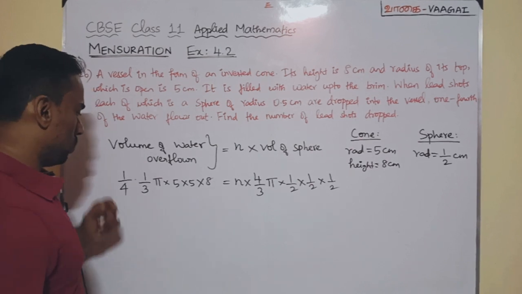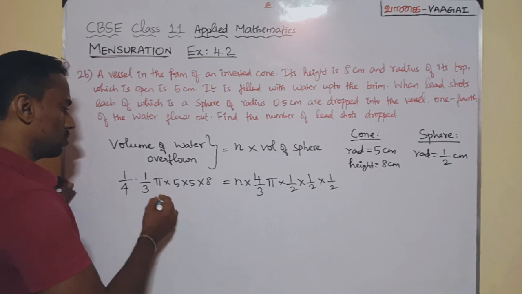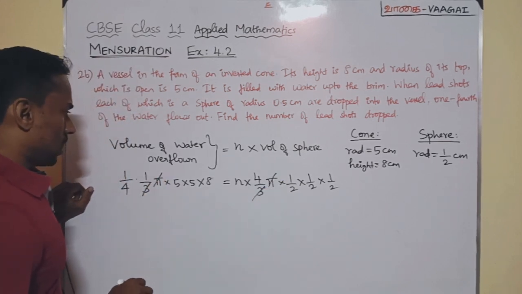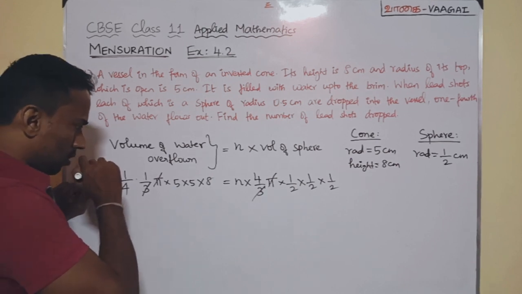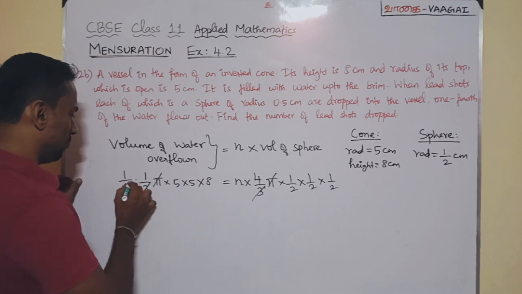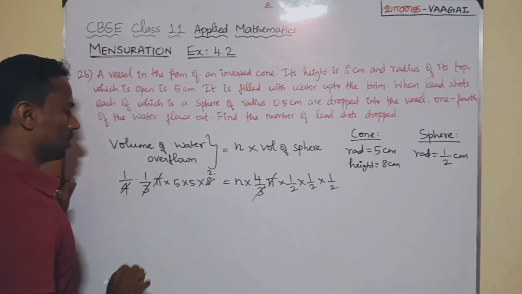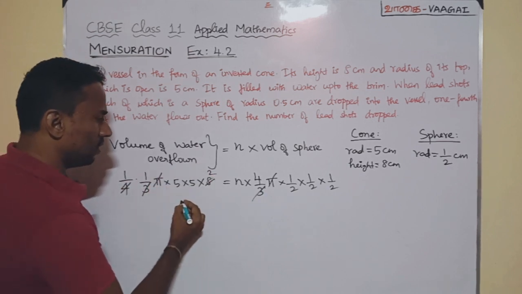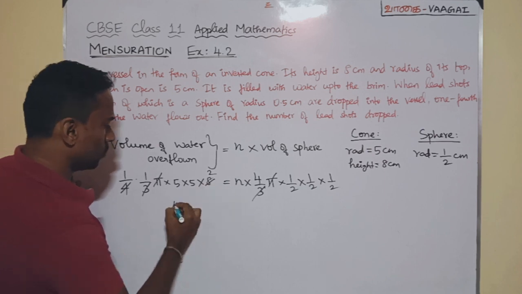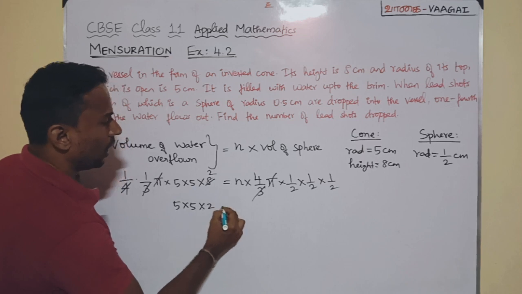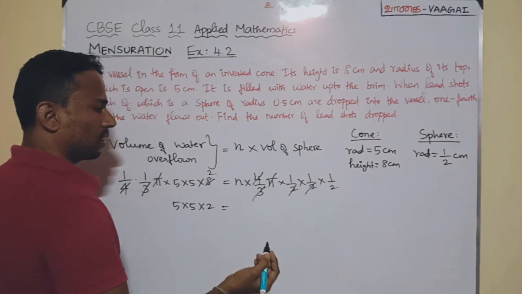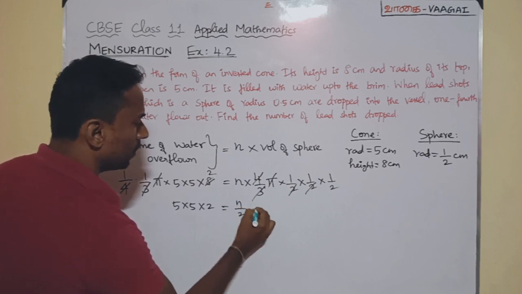Too many values we have. So first of all, I can as usual cut this pi by 3 both the sides. And what next I can cut is, I can also cut this 4 and this 8 for 2 times. So I have my left hand side having 5 into 5 into 2, and my right hand side I can even cut this 2, 2s are 4. This way I can cut it. So I will be having simply n/2 on my left hand side.